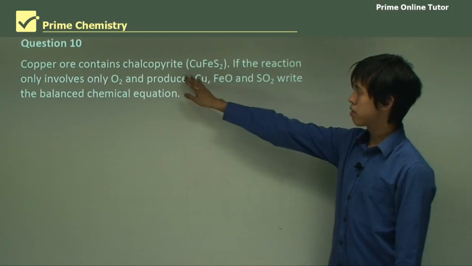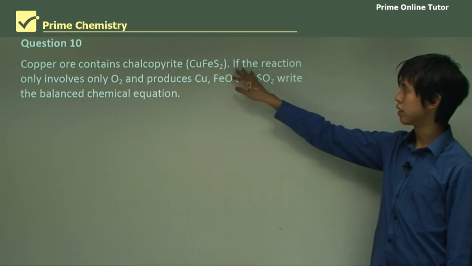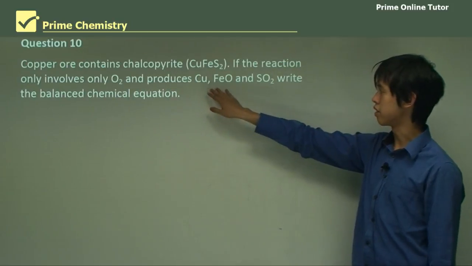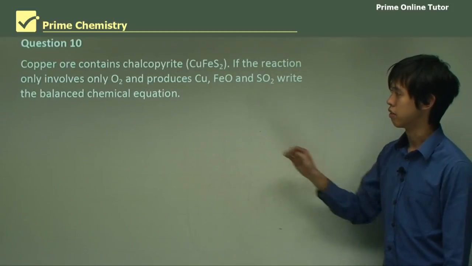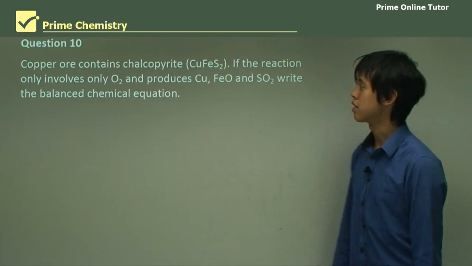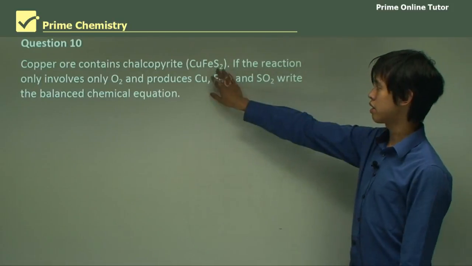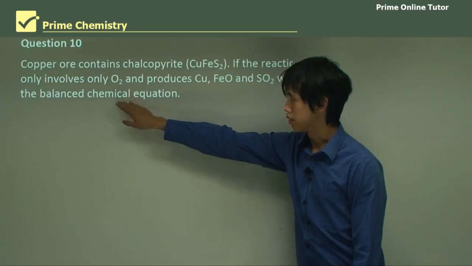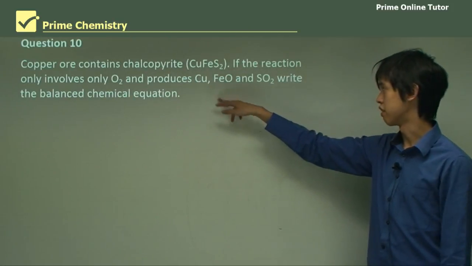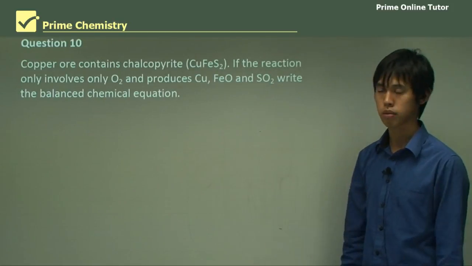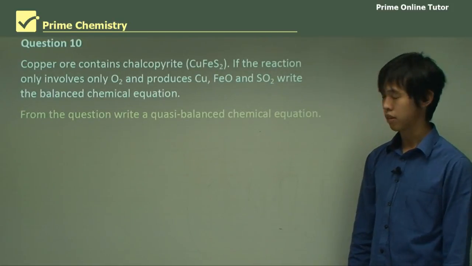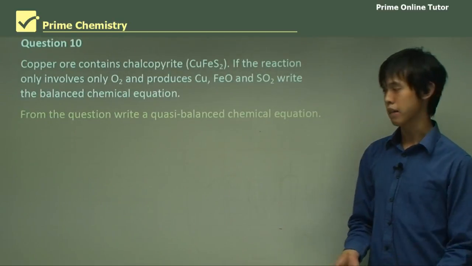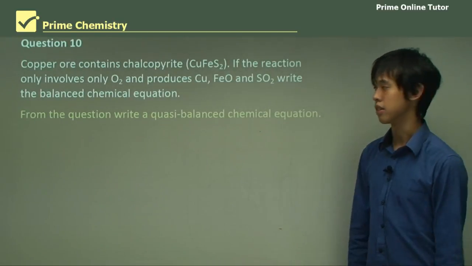Okay, so copper ore contains chalcopyrite. If the reaction only involves O2 and produces Cu, FeO, and SO2, write the balanced chemical equation. Okay, so we've got this chalcopyrite, and we know it involves oxygen, Cu, FeO, and SO2. So what's the chemical equation? Well, for starters, I like to write the quasi-balanced chemical equation.